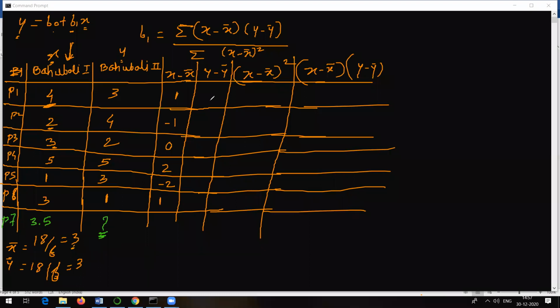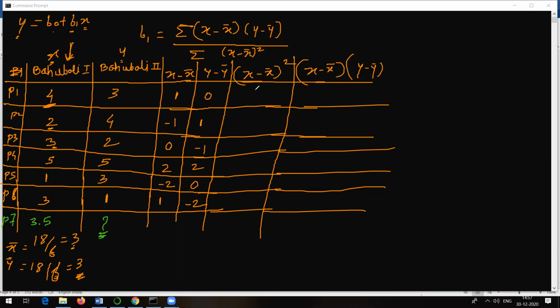Now, what is y minus y bar? Say, y bar value is again 3. Like here you can see. So, what is 3 minus 3? So, 3 minus 3 is going to be 0. 4 minus 3 is 1. 2 minus 3 is minus 1. 5 minus 3 is 2. 3 minus 3 is 0. 1 minus 3 is minus 2. Right? So, this is what x minus x bar is and y minus y bar.